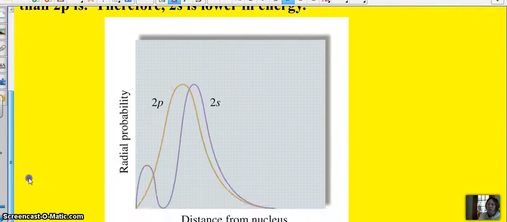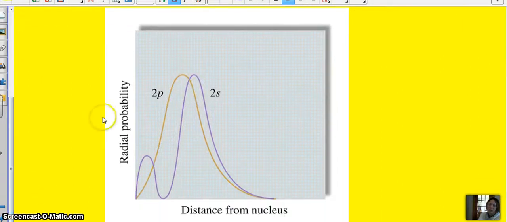All right, there's this idea of the penetration effect, okay? And I think the easiest way to explain the penetration effect is to take a look at one of these probability distributions, where the y-axis here is the probability. Basically, you can think of it as the amount of time they spend, and where they spend it is on the x-axis, their distance from the nucleus. So you can see by looking at this that S spends most of its time at a distance farther from the nucleus than P. However, you can see in following the path of S that while it spends most of its time there, there is a portion of time that it spends closest to the nucleus.